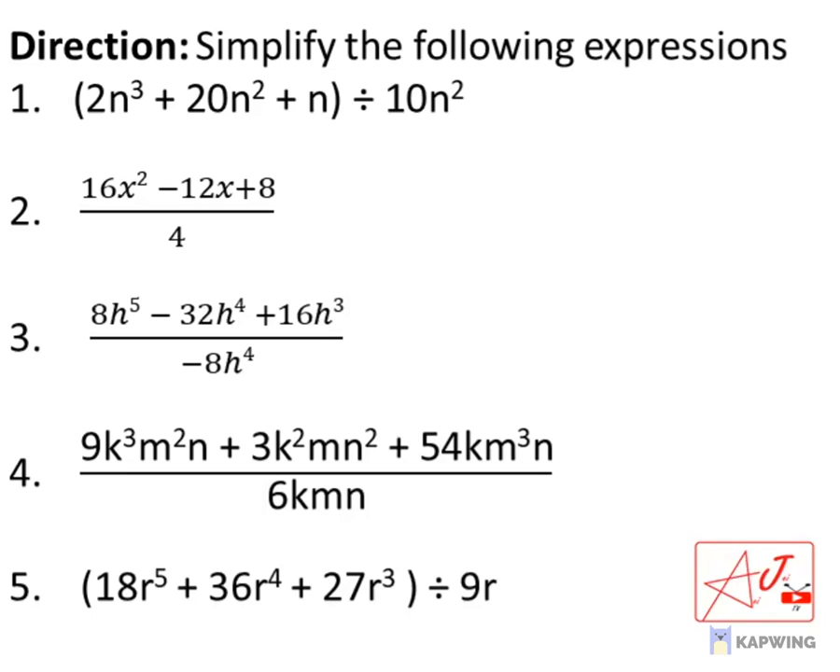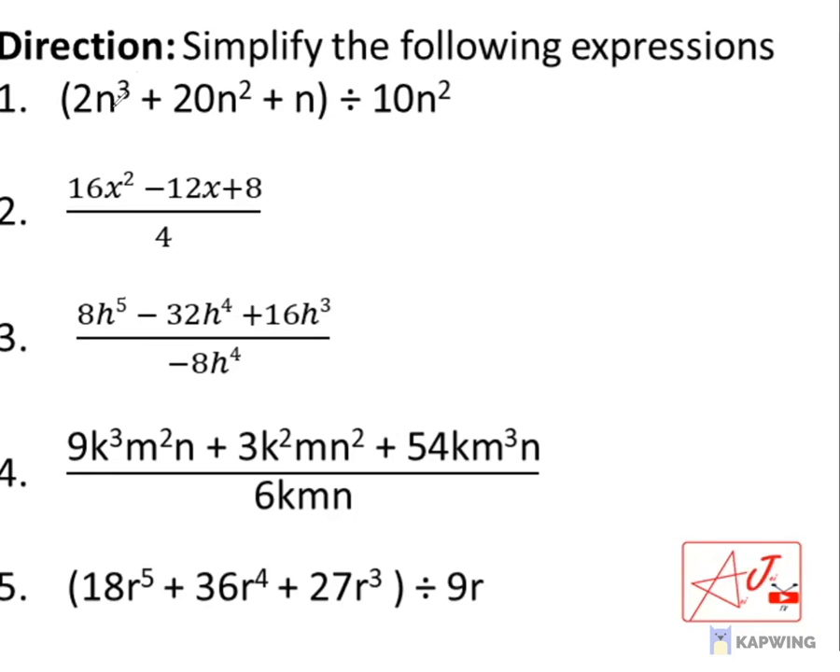Okay, let us check. For number 1, 2n cubed plus 20n squared plus n divided by 10n squared. So, compute muna natin si 2n cubed divided by 10n squared. So, hindi naman pwedeng i-divide si 2 and 10. Gawin muna natin siyang fraction. So, which is 2/10. And then 3 minus 2, 1 na lang. So, nag-iisang n na lang siya.